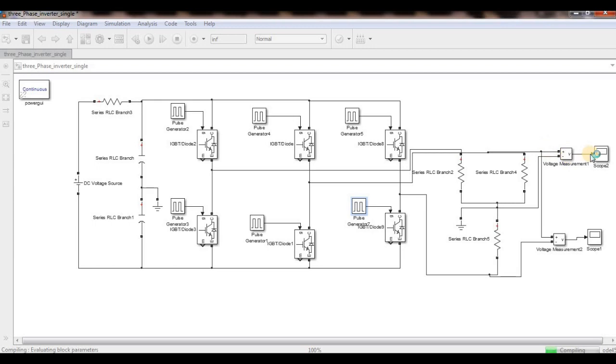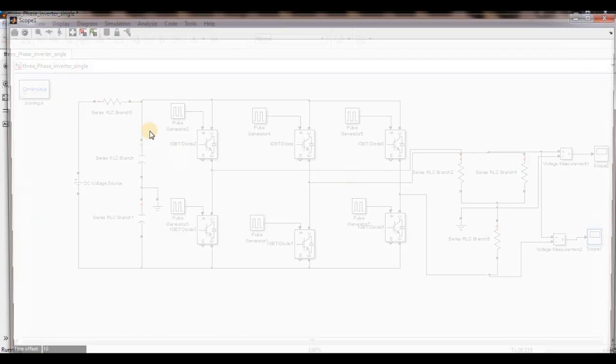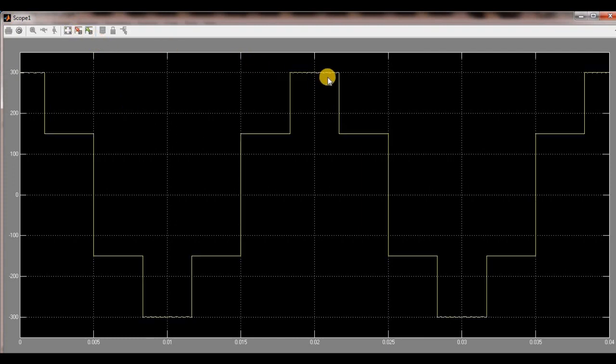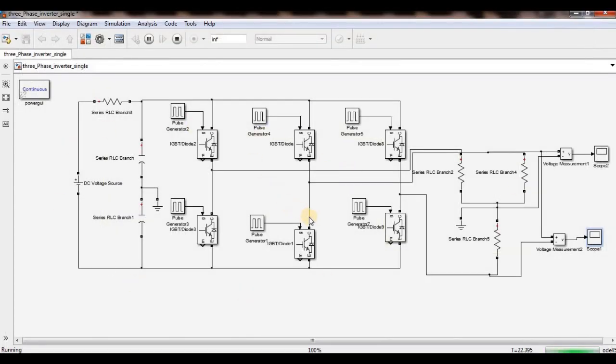Now I will run again. See, this is the 120 degrees conduction mode. Previously it was coming from 0 directly to 150 volts, directly a square wave from the start. Now there is some delay because I gave a 30 degrees delay, and this is my line voltages. See, the steps are coming, but up to 300 is coming. So this is basically the inverter.